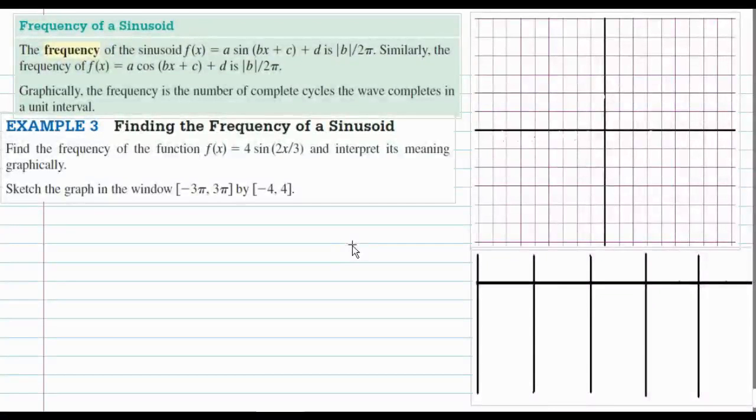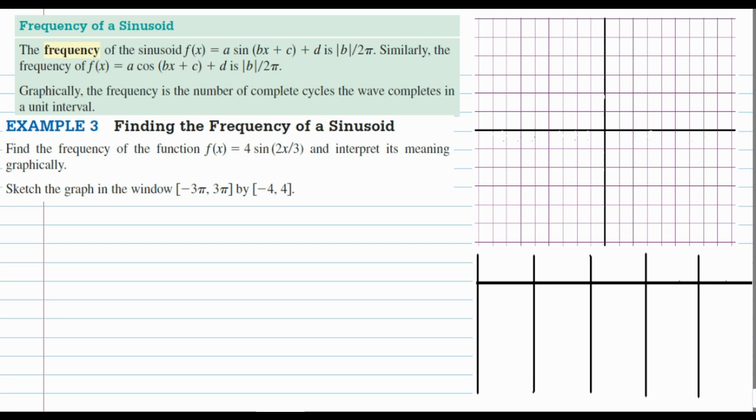This is the screencast for section 4.4, example 3. So we've learned about the amplitude of a sinusoid, the period of a sinusoid. Now we're going to look at the frequency of a sinusoid. The frequency is the number of cycles the wave completes in 1 unit.